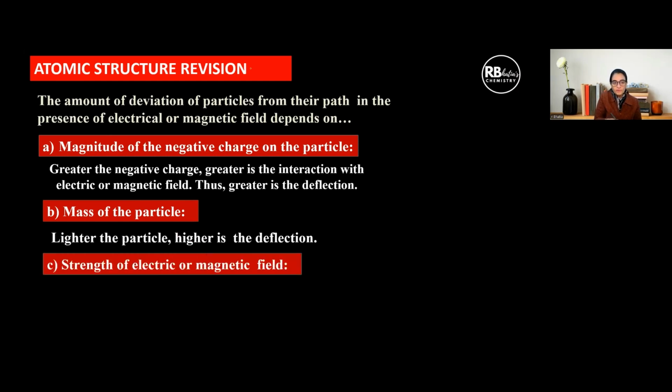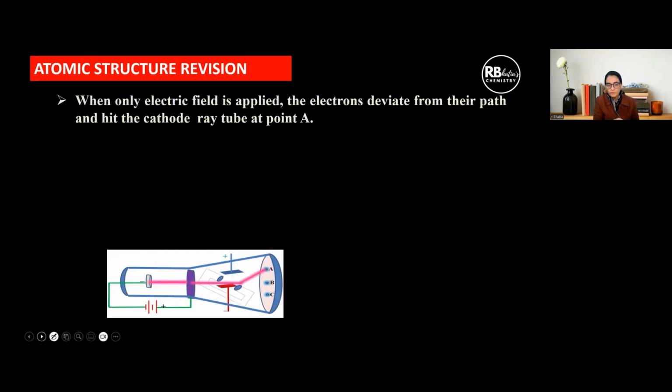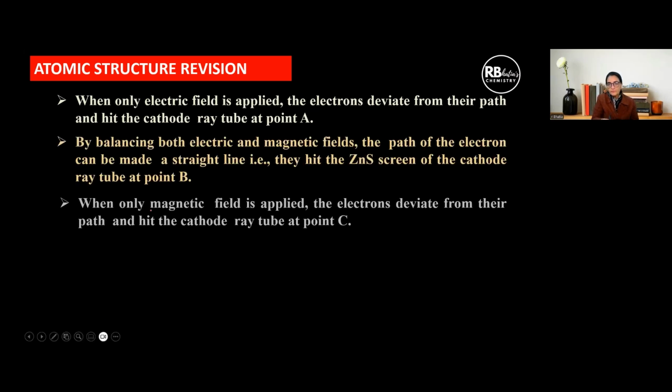So what are the three points of importance? One, higher negative charge, higher deflection. Second, lesser mass, higher deflection. Third, the greater the strength of the electric or magnetic field, the greater the deflection. Using some mathematical formulas which are beyond the course content, Thomson calculated the charge to mass ratio.